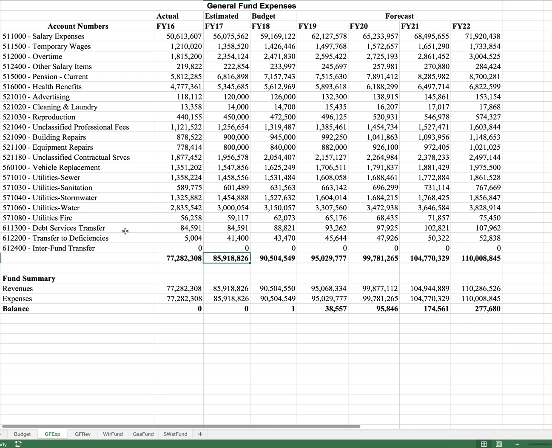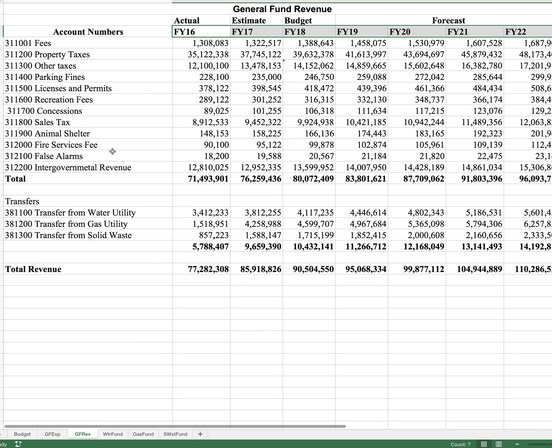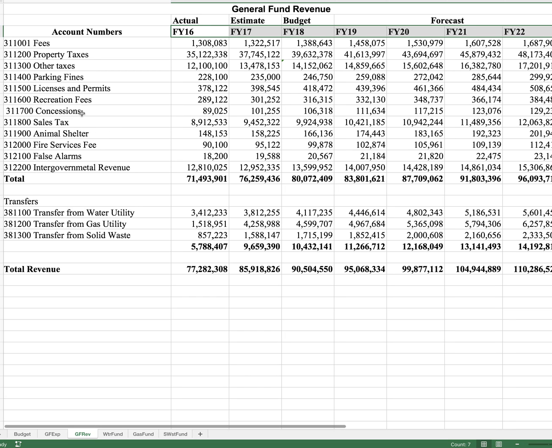So if you look here at salaries, wages, other line items, they don't tie back to the revenues, because these revenues include fees, property taxes, other taxes, parking fines, recreation fees, animal shelter, etc. So there's virtually no way to tie back dollar for dollar every piece of revenue to expenditures. That's because within a general fund especially, the money just kind of goes into one big pot of money and gets divided up among general fund departments and for general fund type things.